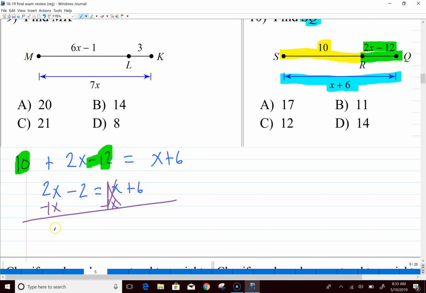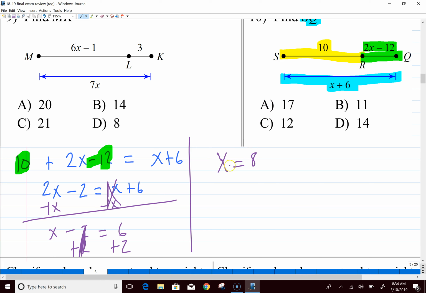2x minus 1x will give me x, or 1x. Bring down the minus 2 is equal to 6. I want to get x by itself, so how do you move a negative 2? You put plus 2. So x is equal to 6 plus 2. 6 plus 2 is 8. X is equal to 8.